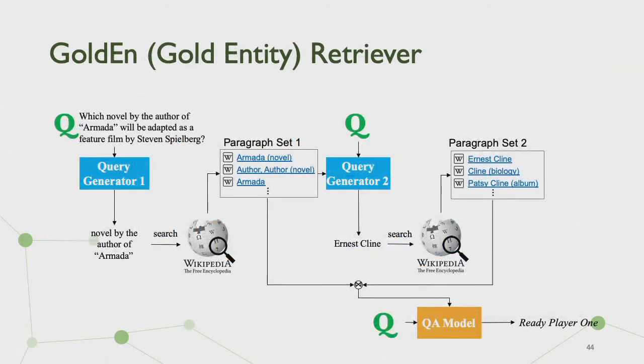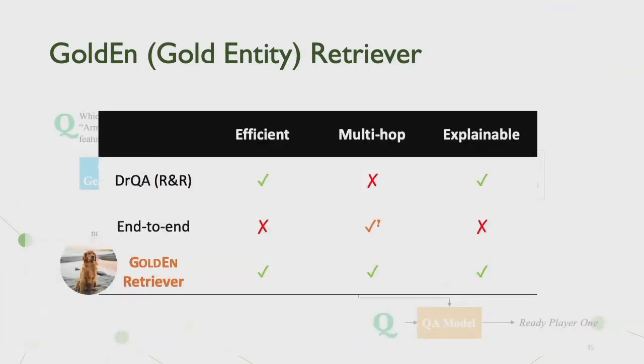We name our system Gold Entity Retriever because it's most of the time finding entities in Wikipedia. And we argue that it actually achieves all of these three desiderata: it's efficient and explainable because we're generating natural language queries to leverage very efficient IR systems, and we're inherently multi-hop because we can read the context at any time and determine whether to make new queries for more information.